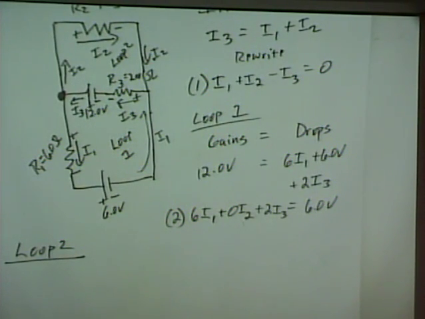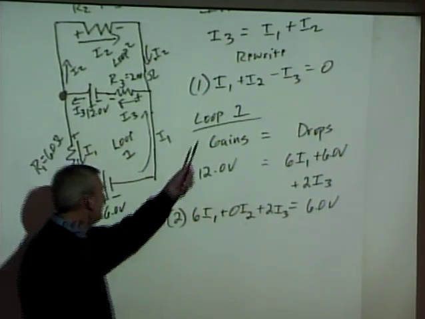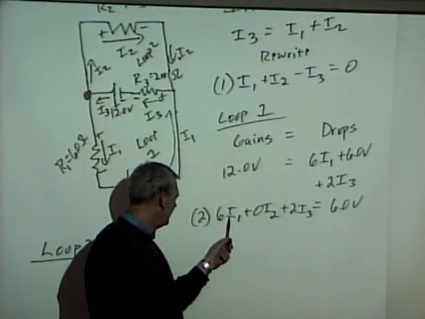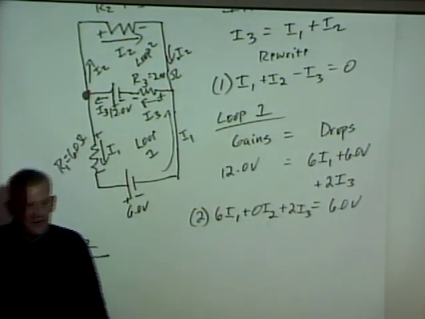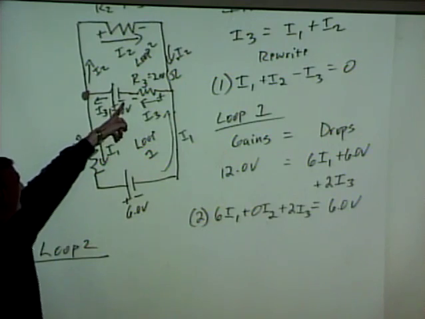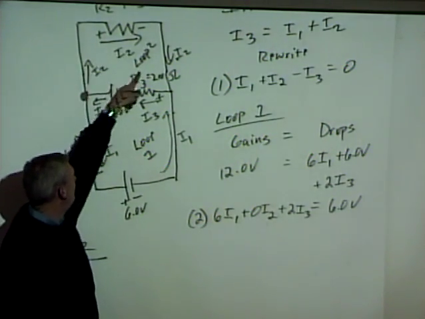I just pulled it out because I want my equation to look like this guy. I1 plus I2 minus I3 equals 0. And so 6I1 plus 0I2. Because there isn't an I2 there, I can multiply it by 0 and stick it in there, right? So now, there's a method to my madness. You'll see here in a minute what I'm doing. All right, now, let's go through this loop 2 right here.